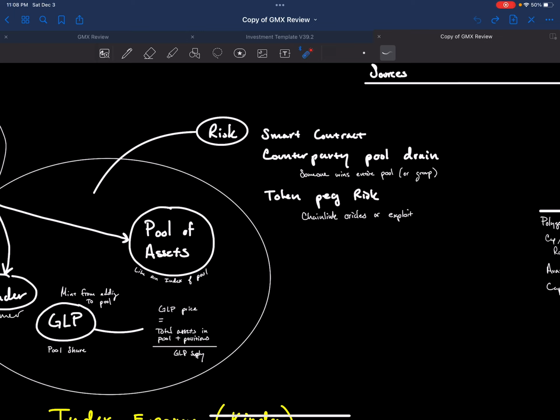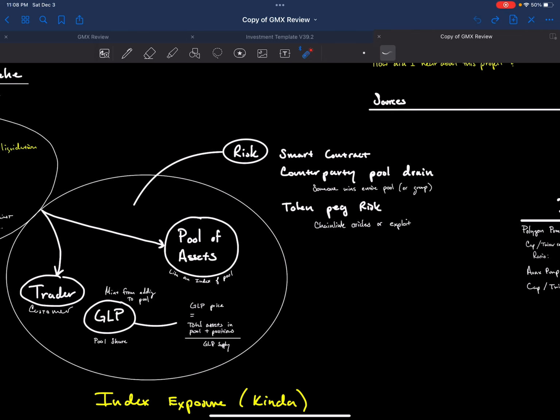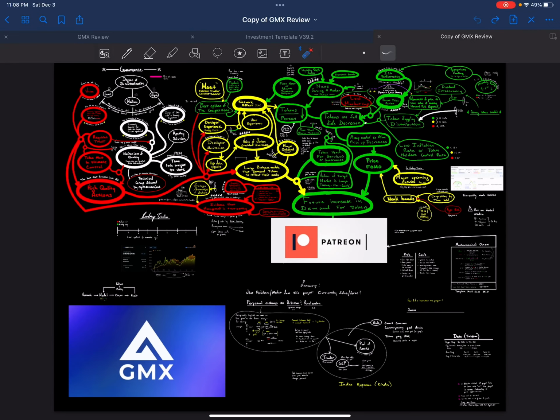And if that suddenly shifts, there's probably math models to do this, but I don't want to get too deep into that. All right. And then there's the token peg risk, which is if the Oracle feeds or something like that go wrong. So that's kind of on the smart contract level as well. Okay, so I kind of went too much into it, but that's basically what GMX does. That's the service provided, for those who are interested.